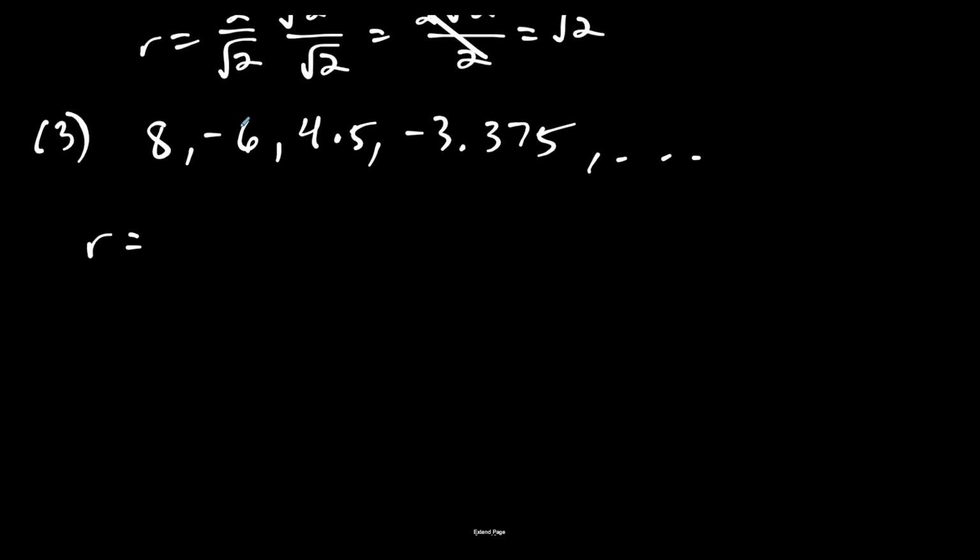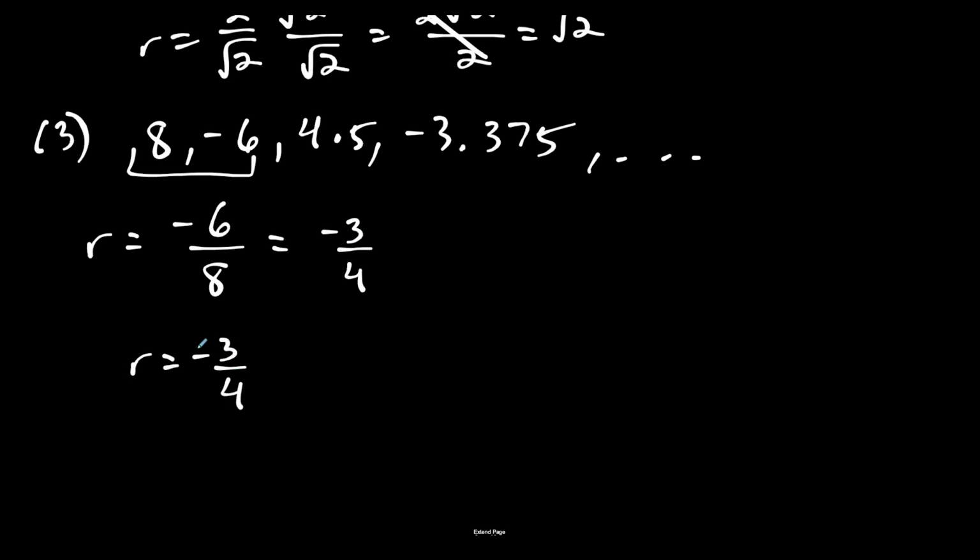So if it's not obvious what r is here, remember that little trick I just said a moment ago. You take the term like negative 6 and divide by the one right before it, which is positive 8, and this reduces to negative 3/4. So r for this one is negative 3/4. Now remember, we could have done this with any two consecutive terms. If we would have done 4.5 over negative 6, we would get the same thing. So let's look at the following question.